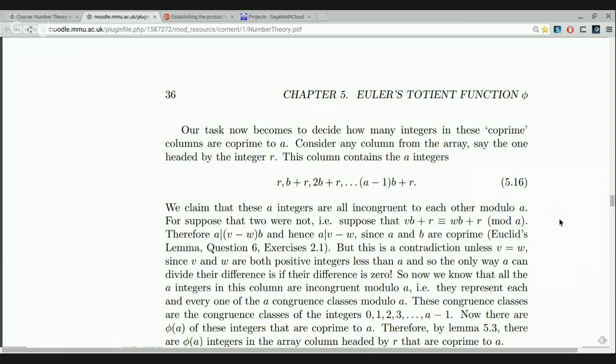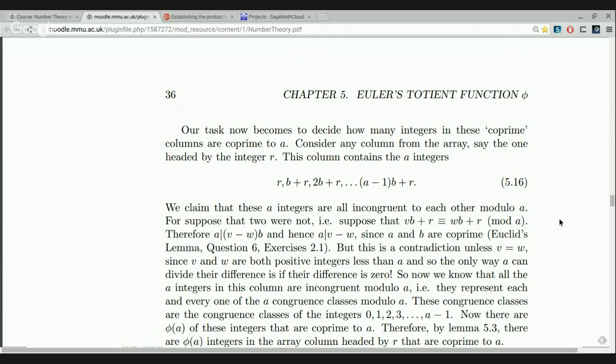So that means that of the A numbers listed here, they're all different from each other modulo A. So we're looking at representatives of all of the congruence classes modulo A.